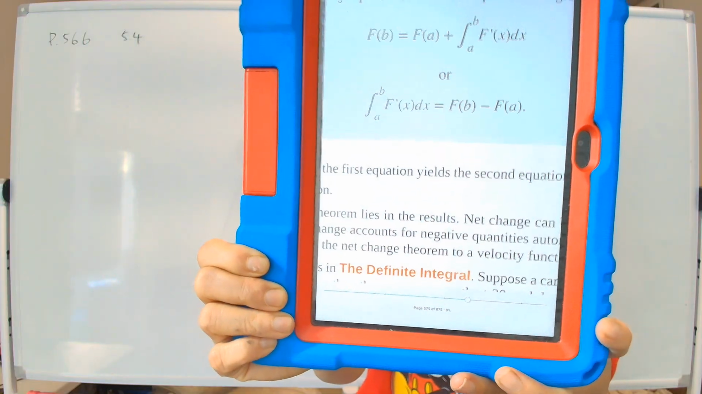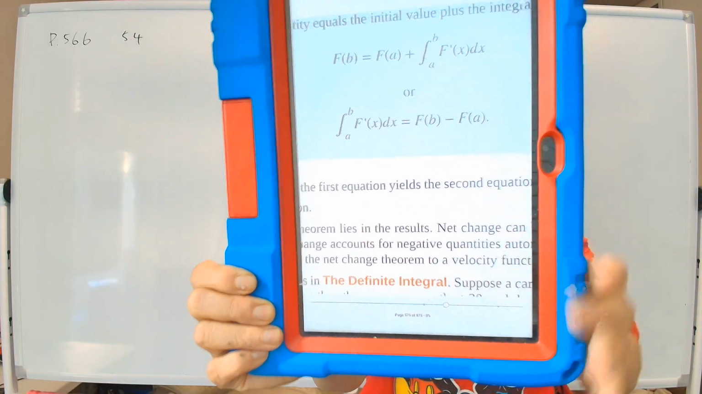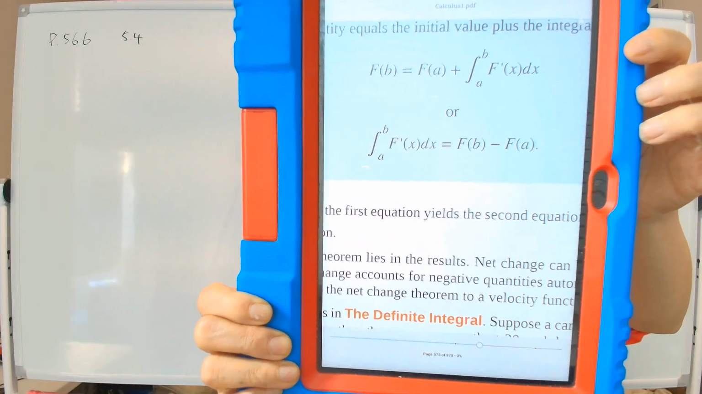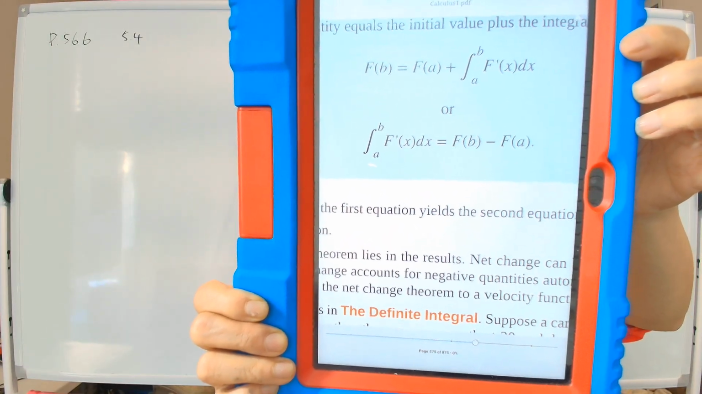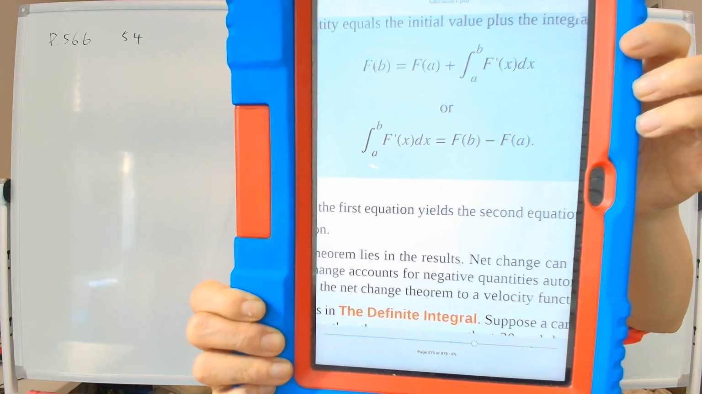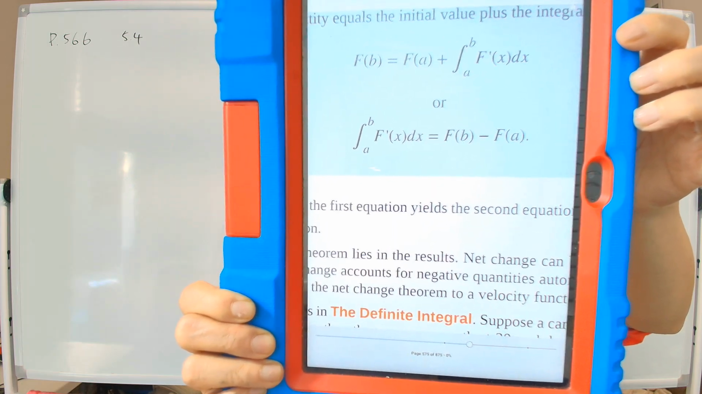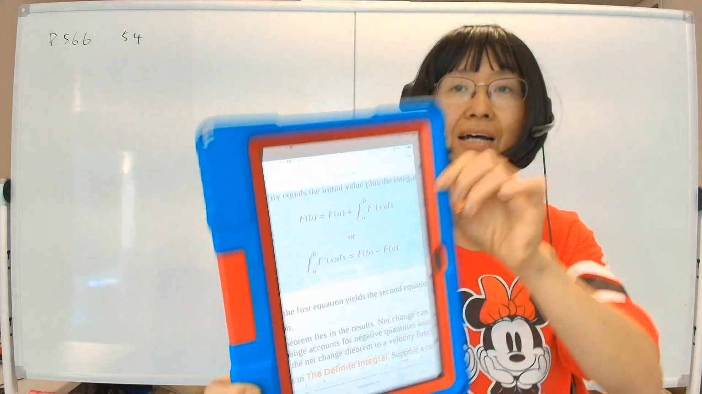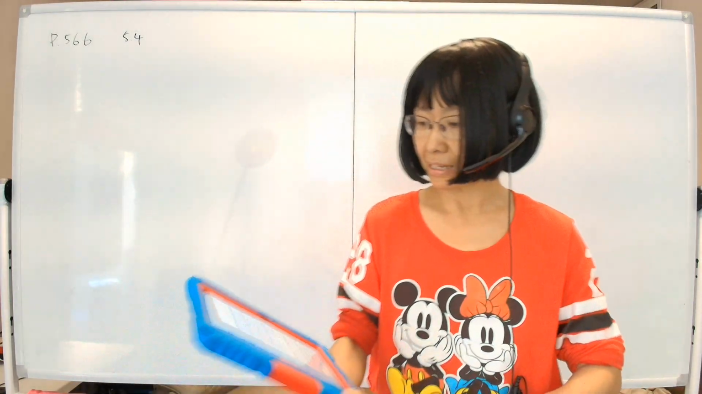Now, if you rewrite it slightly differently, look at the top equation here. That just means the end result, that is f of b, is equal to f of a plus the integral of the derivative from a to b. That's a slight rewriting of the formula. It has a different name.